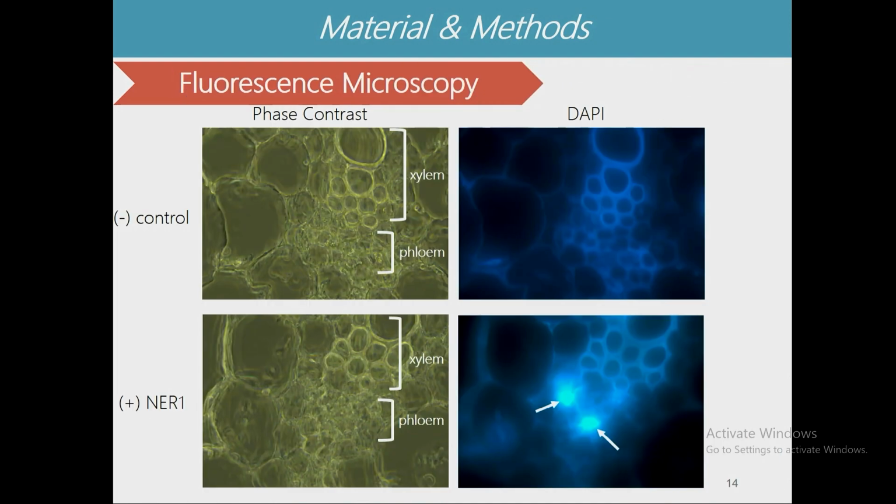Then we do the DAPI staining of our slides. And from the negative control results, we didn't detect any fluorescent intensity in the phloem tissues. And in our sample from the NER1, we get the fluorescent intensity in the phloem tissue, which is not specific for phytoplasma, but somehow there is an intensity in the phloem tissues.